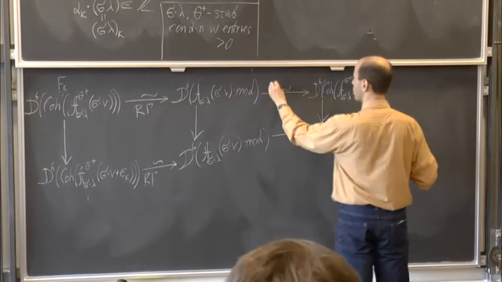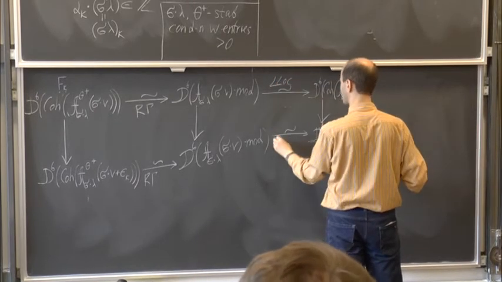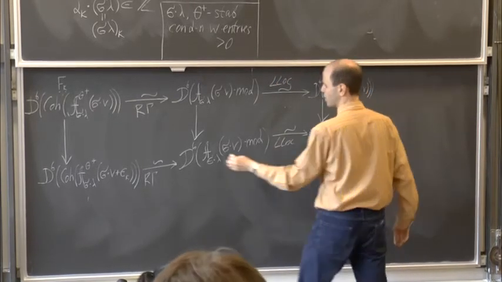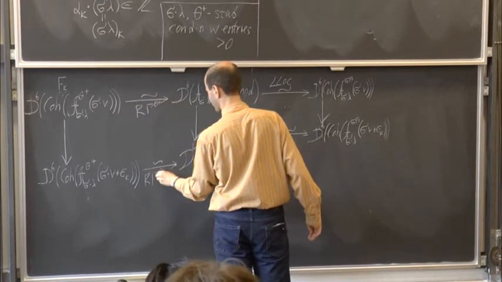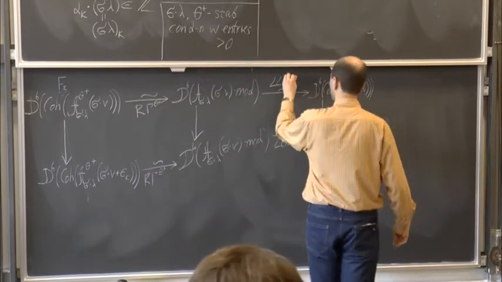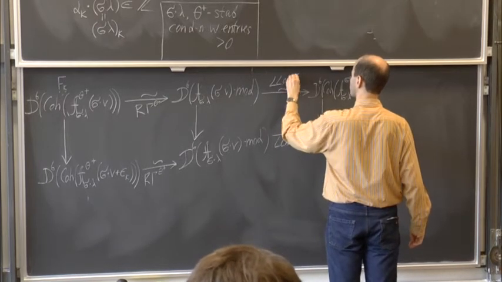Finally, these categories are equivalent. So this is derived localization. Here I had R gamma for theta plus. Here I have derived localization for sigma theta.